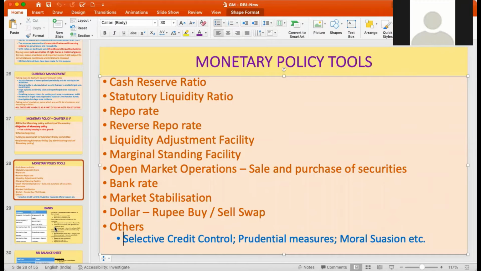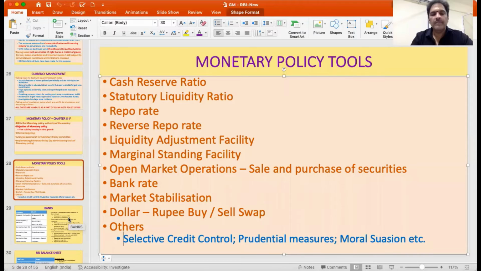Moral suasion. Professor Mallikarjun, can I just take a minute? Yes, sir. If you could just explain, how does Section 20 of the Banking Regulation Act correspond to what you were saying? I missed that.